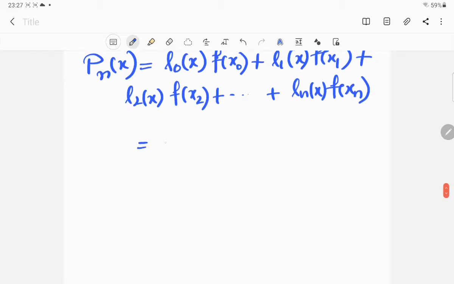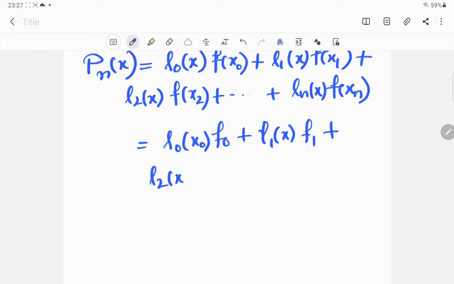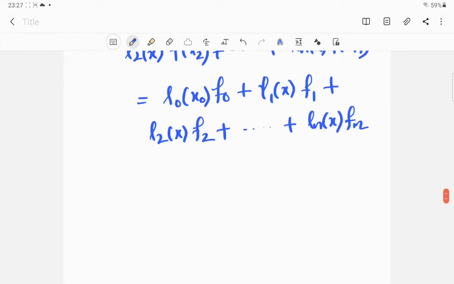Or we can simply write it as L0 x f0, L1 x f1, L2 x f2, Ln x fn. We are just simplifying the way of writing. So this basically represents a polynomial of order n. Okay, now you might be thinking, what do this L0, L1 x, all this represent?